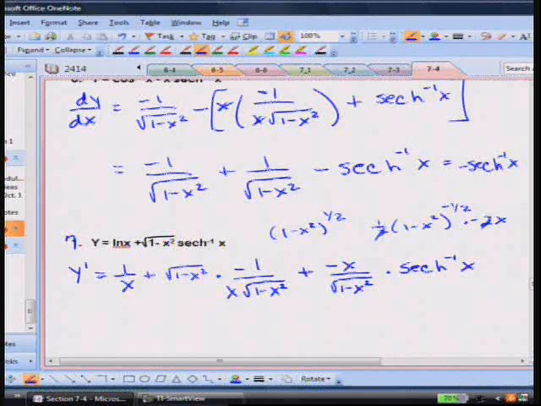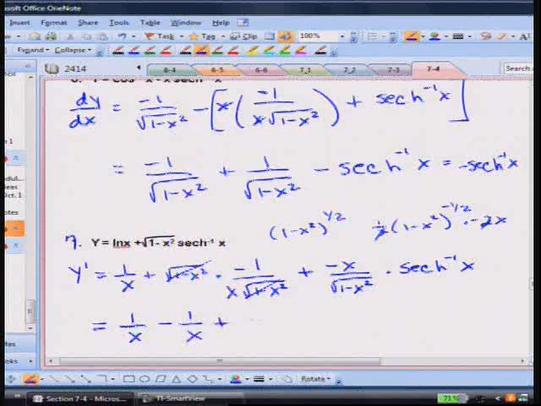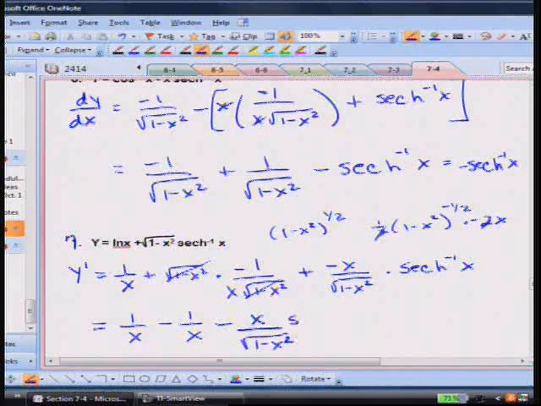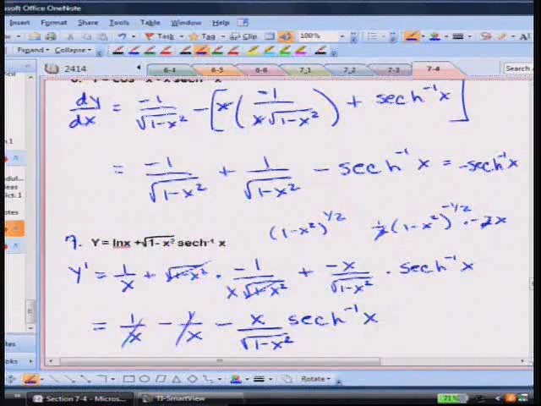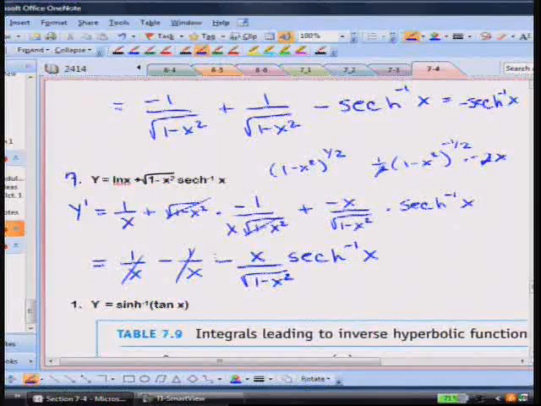This one cleans up a little bit because you've got the square root here and down there, so we can cancel those. And so we can write this as 1 over x minus 1 over x minus x over the square root of 1 minus x squared times the inverse hyperbolic secant of x. And those cancel, and so that's what you get: negative x times the inverse hyperbolic secant of x over the square root of 1 minus x squared. That's your answer.